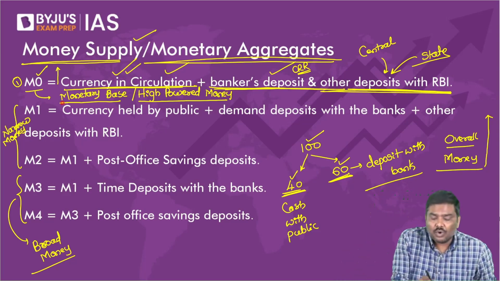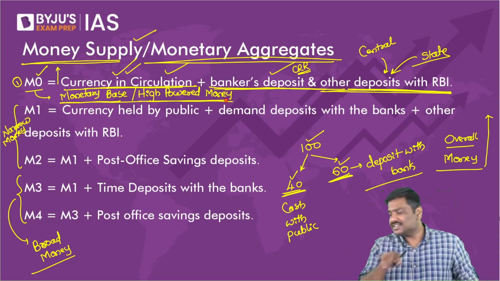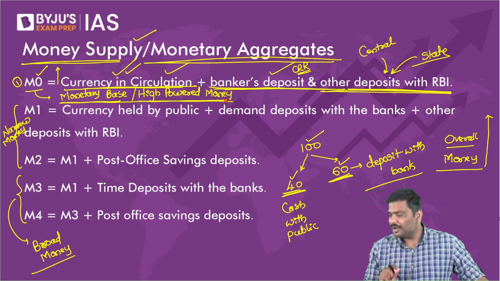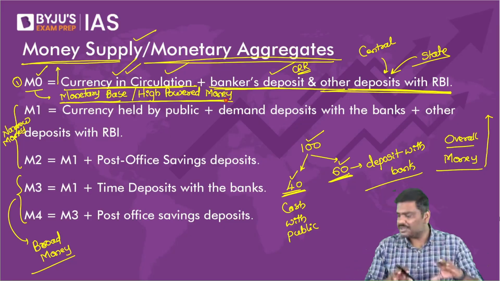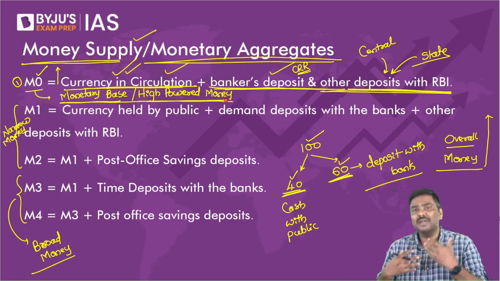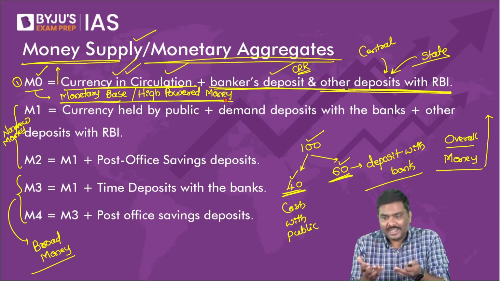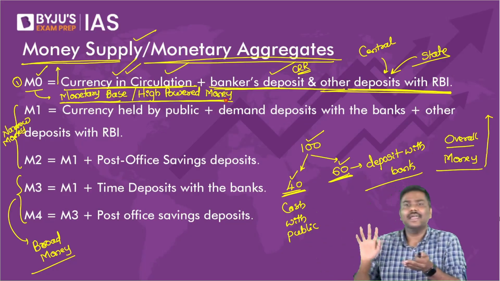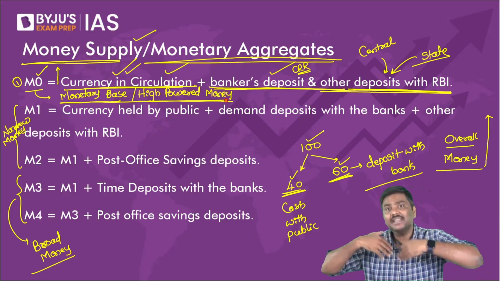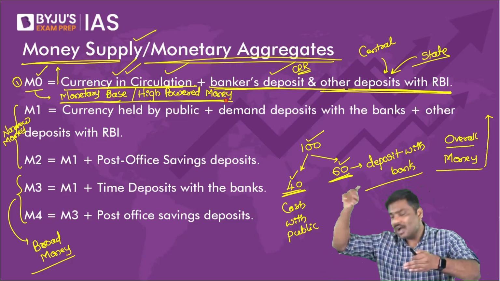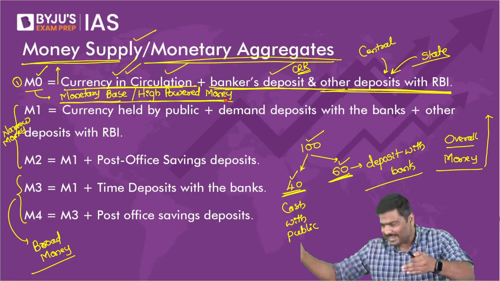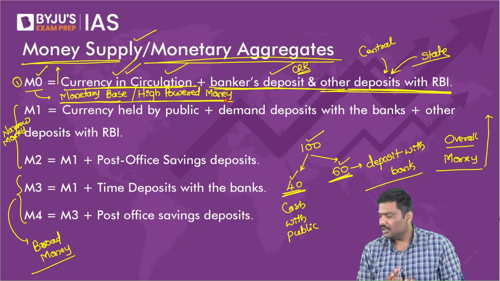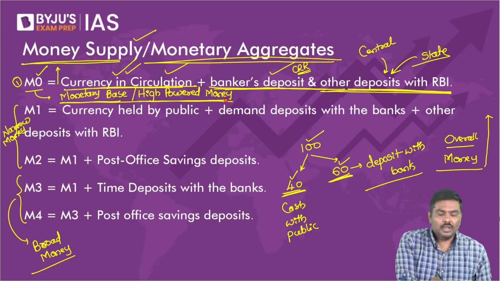Now, does it make sense to call M0 high powered money, at least now? Yes or no? High powered money means what? This money has a huge impact on the overall money supply. If high powered money starts increasing in the economy, the overall money supply will also start increasing. Any problem? Can I go forward now?